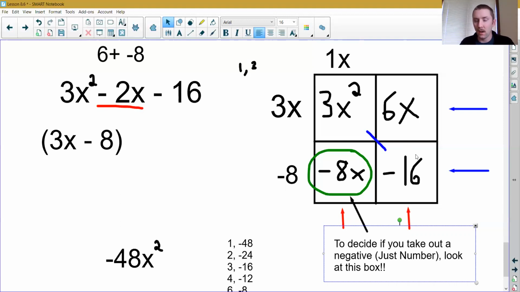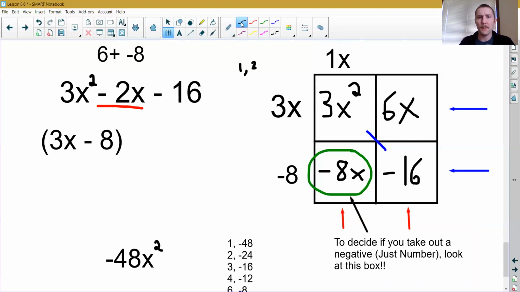Now let's go to the other column, and we'll look at these two pieces, 6x and a minus 16. I'm going to deal with the numbers. I'm going to think 6 and negative 16. What can I divide both of those by? Can I do 16 divided by 6? No. Can I do 16 divided by 3? No. Can I do 16 divided by 2? Yes. So the greatest common factor of 16 and 6 is 2.